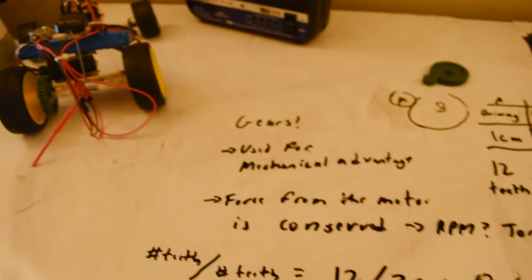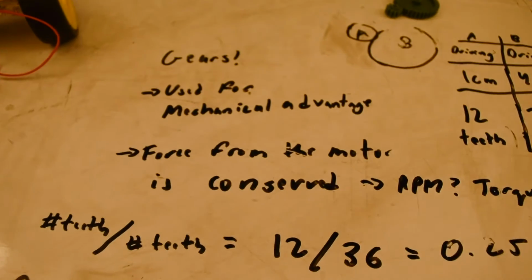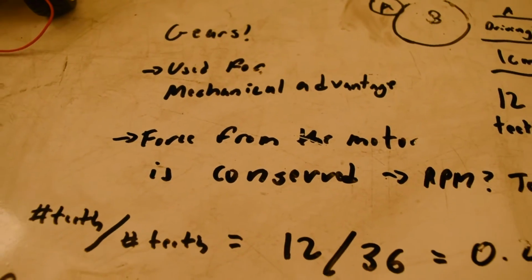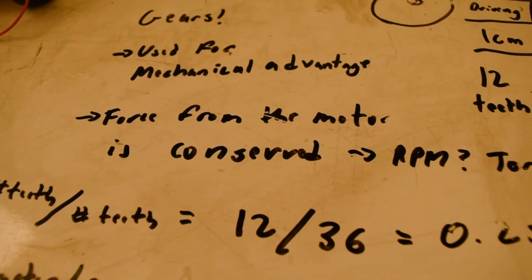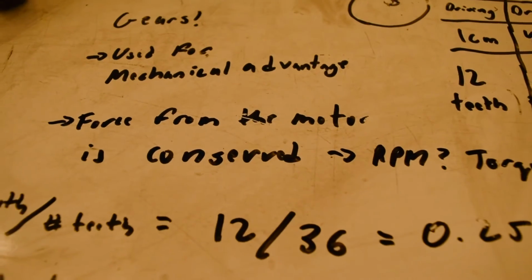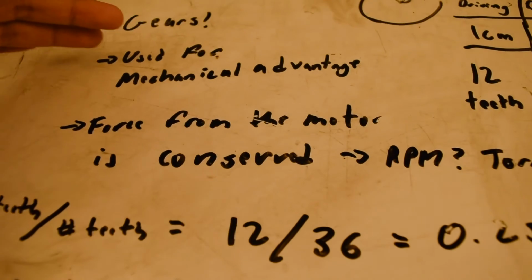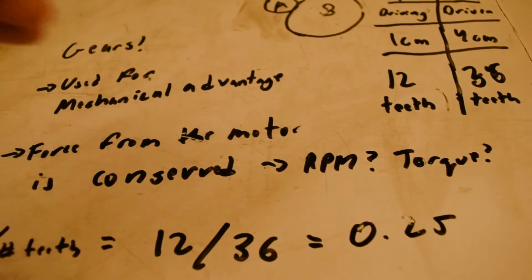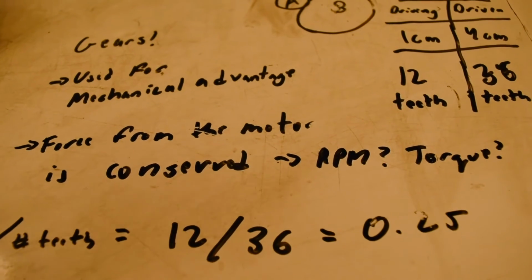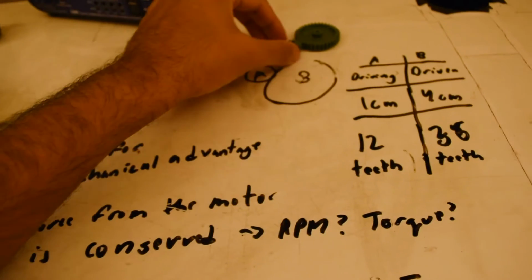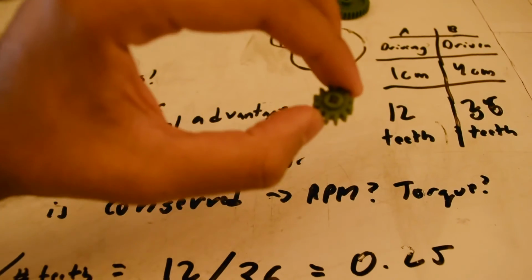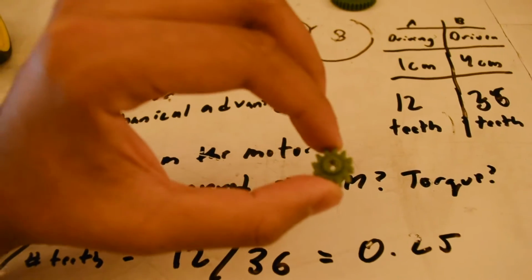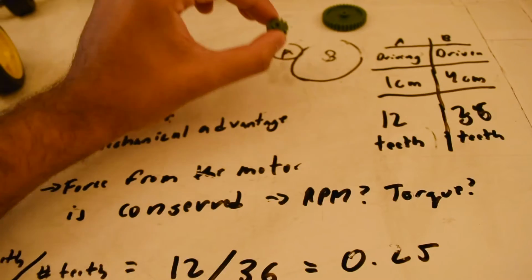Let's talk more about the gears used in this car. Gears are used to maximize mechanical advantage. And force from the motor is conserved no matter how these gears are set up. For mechanical advantage, engineers often use gears to either maximize RPM or torque. RPM is simply rotations per minute. So say if this little gear rotates once per minute, it would have an RPM of 1. And torque is a twisting force.